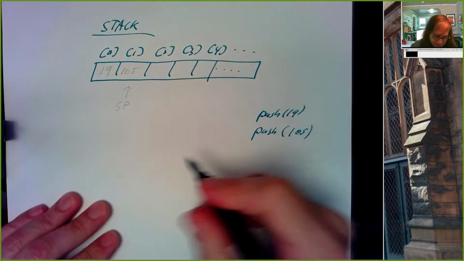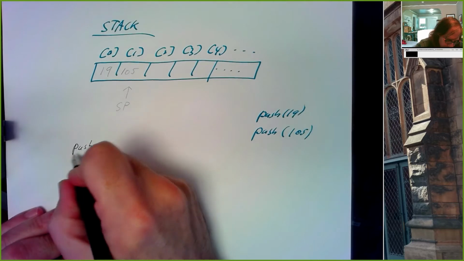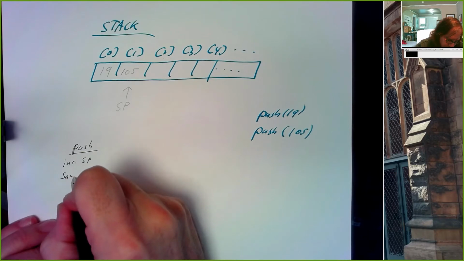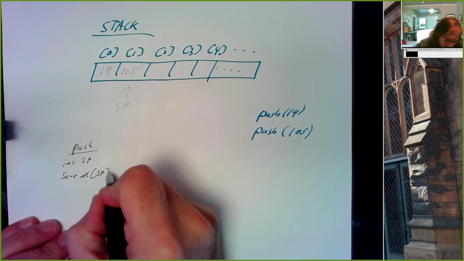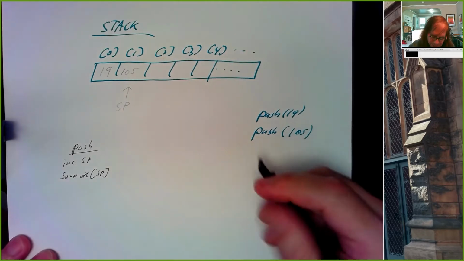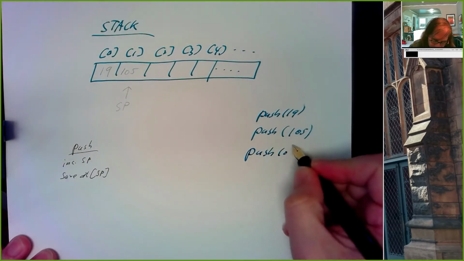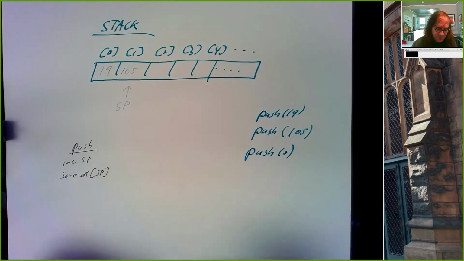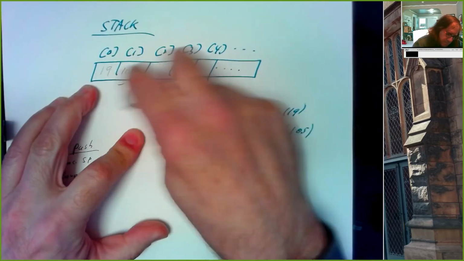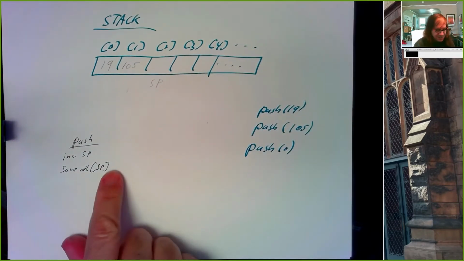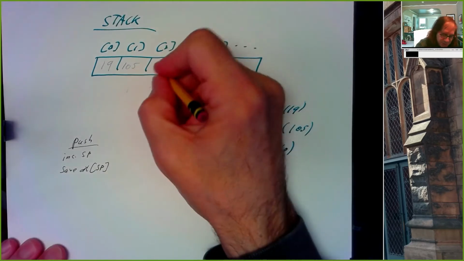So conventions here. For push, increment stack pointer, and then save in our array at the location given by the stack pointer. So now if I want to push a 0, 2 steps. First thing, increment the stack pointer. So change the stack pointer to be a 2 instead of a 1, and then save at the location given by the stack pointer, so this is where we push our 0.